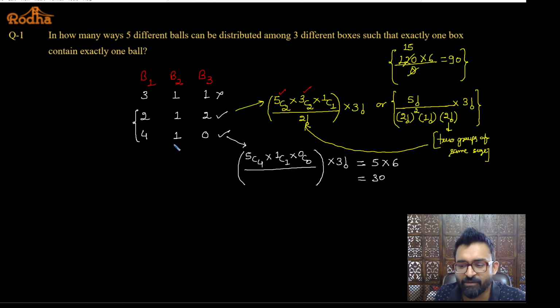So it is exactly 1 box with 1 ball, not each box. Pradeep, the question is not saying 1 ball in each box. The question is saying 1 ball in 1 box. The rest of the distribution has no meaning. That's why we are not taking this case. The question is saying 1 ball in 1 box.